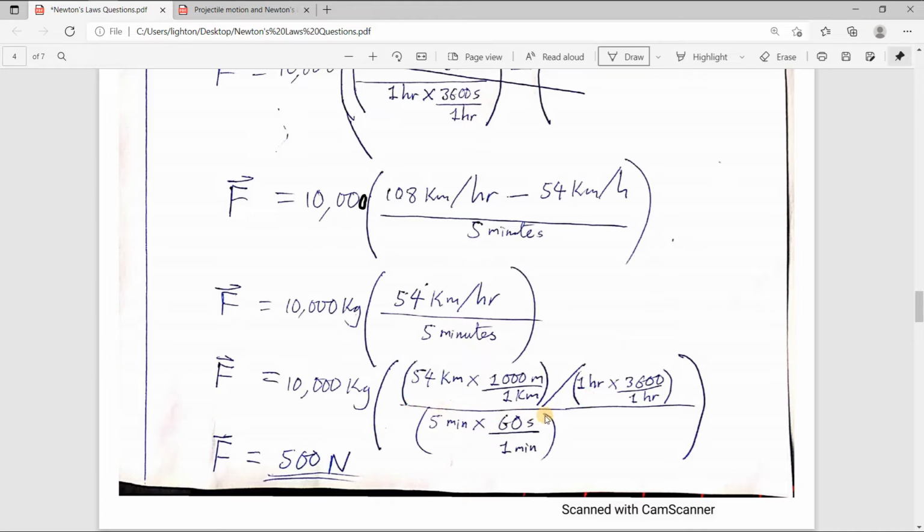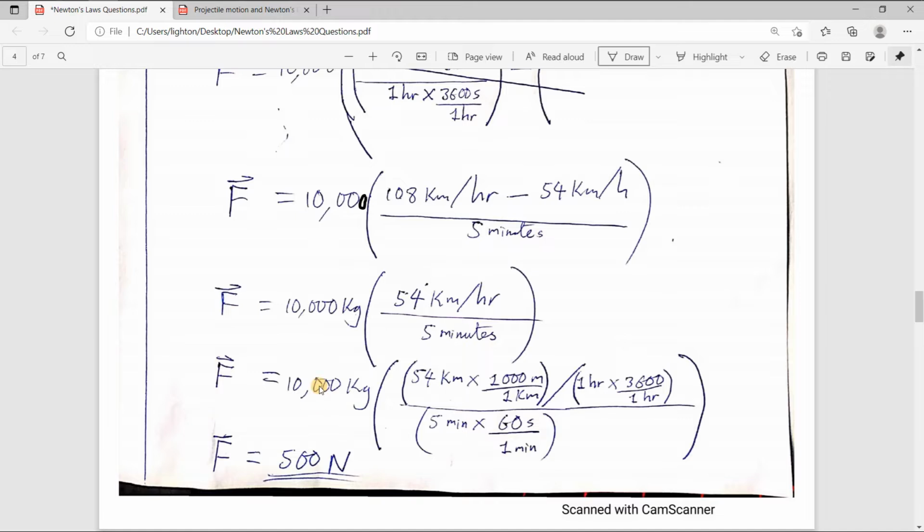The whole thing is over the time. Now this 5 seconds, times 60 seconds over 1 minute. There are 60 seconds in a minute, so that's why I'm multiplying by 60. So taking all of this into your calculator, you end up with 500 newtons as your final answer. You can be explicit by saying 500 newtons in the I direction. So this is 500 newtons I.